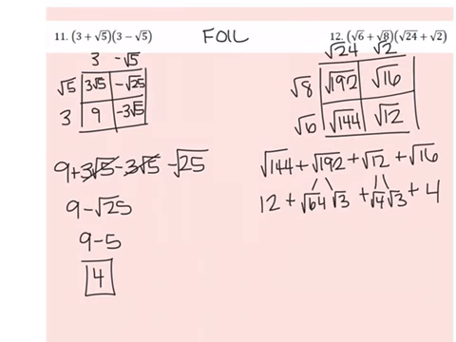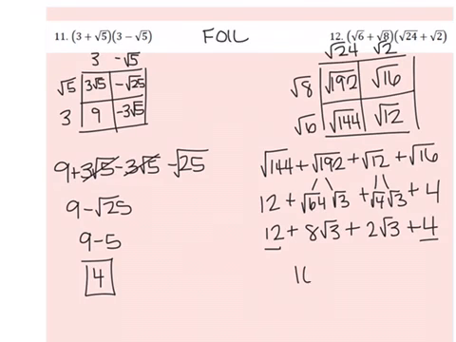So we're going to go even further here. I'm going to have 12 plus square root of 64 is 8 root 3. Square root of 4 is 2. And then I still have the root 3 plus 4. So we're going to put like terms together now. 12 and 4 is going to give me the 16. And since these both have root 3's under them, I can put them together. So 8 and 2 gives me plus 10 root 3. And that's going to be my final answer.